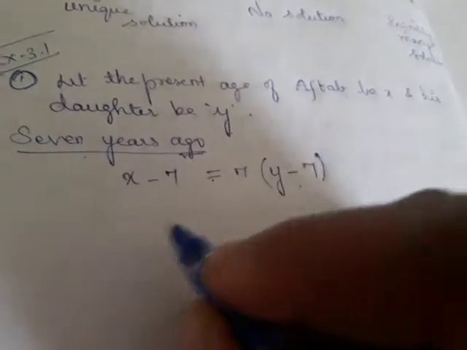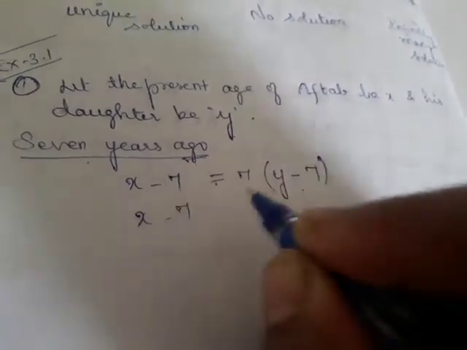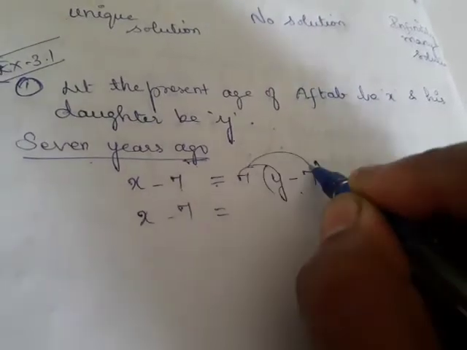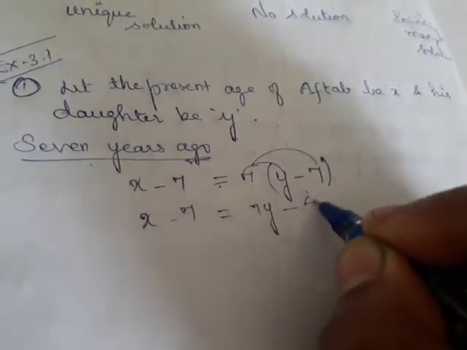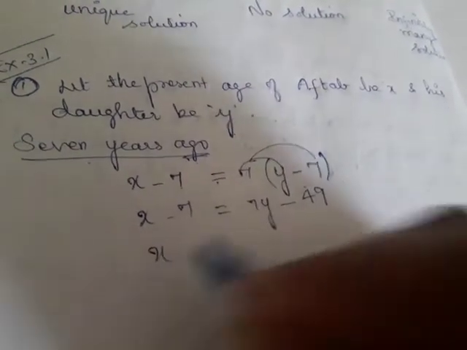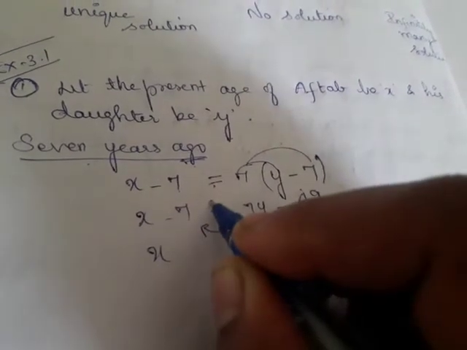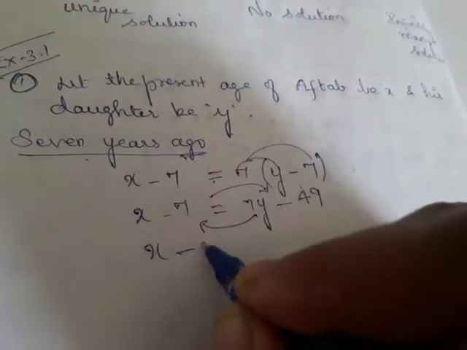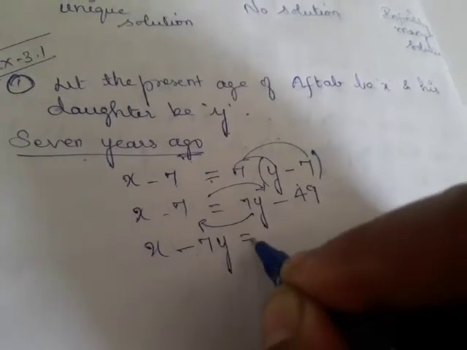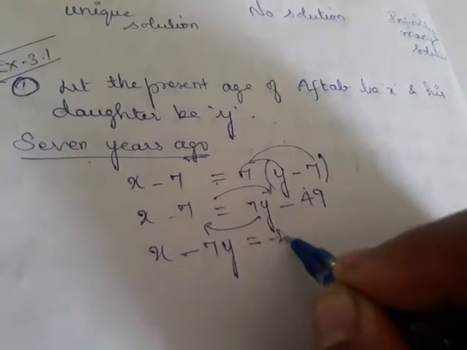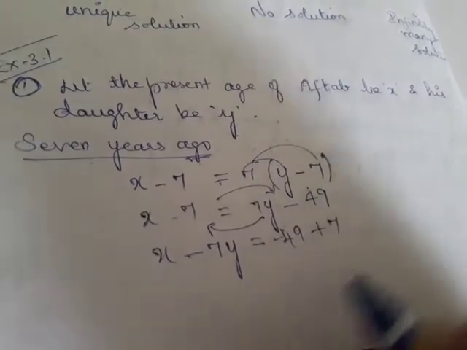Now find the linear equation here. x minus 7 is equal to, multiply each and every term, so 7y minus 7 sevens are 49. So bring this y to the other side and 7 to the other side. So you'll get x minus 7y equals minus 49 plus 7.